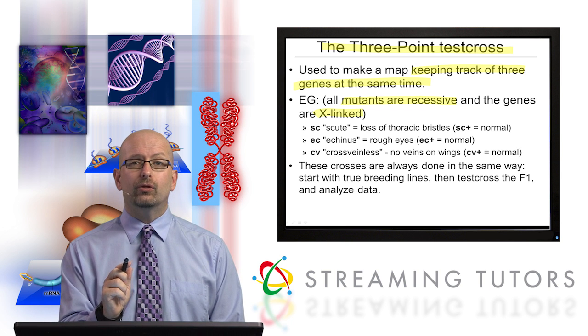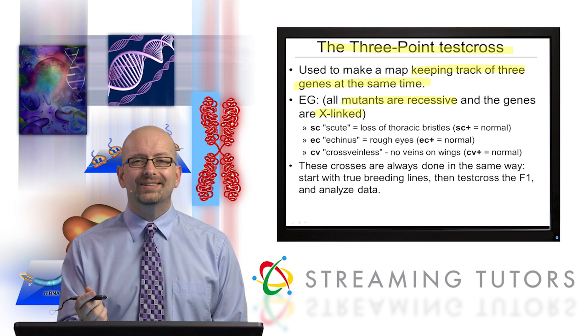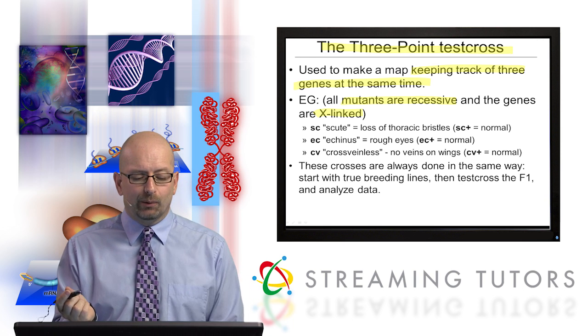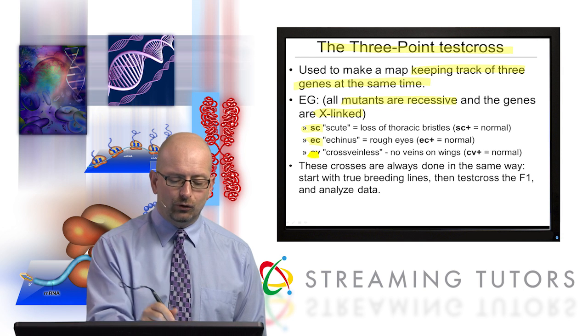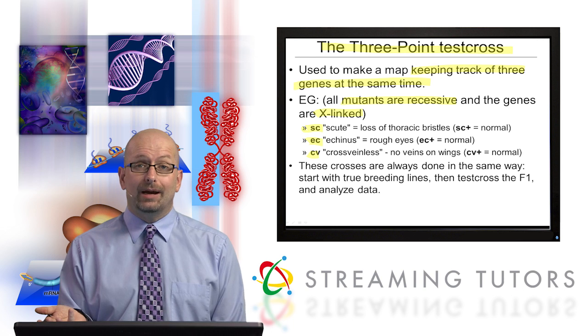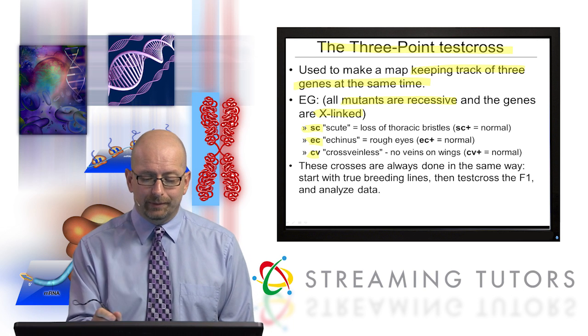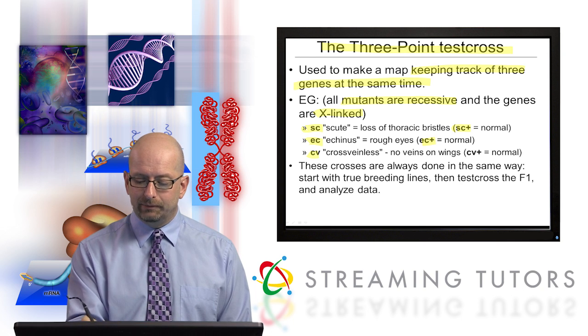So here are 3 loci that happen to be, again, on the X chromosome that we're going to use. These are common ones you might even see in a problem. They're called scute, echinus, and cross-veinless. It doesn't even matter that much what the phenotypes are for these. I'll just briefly mention them. SC plus, and all of them plus really, mean normal.